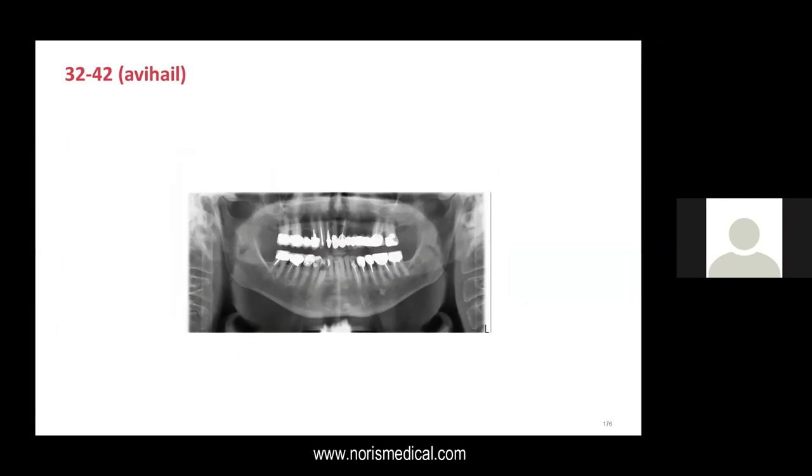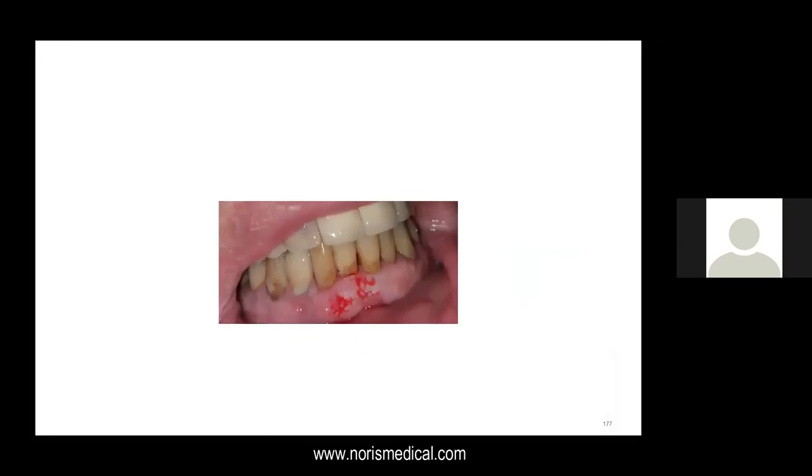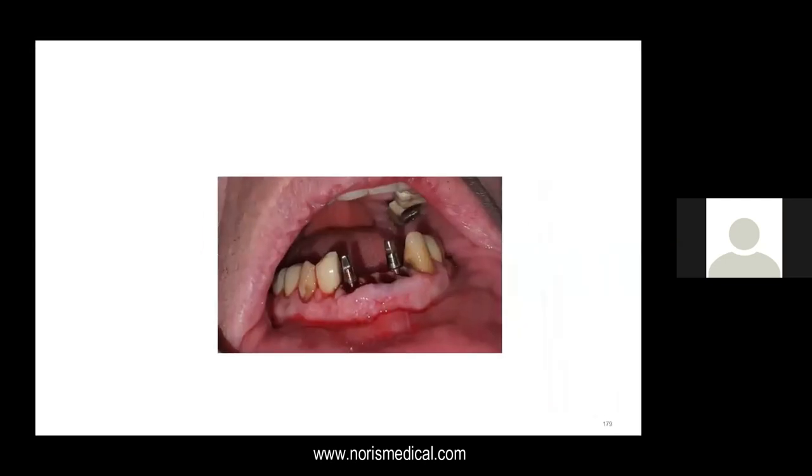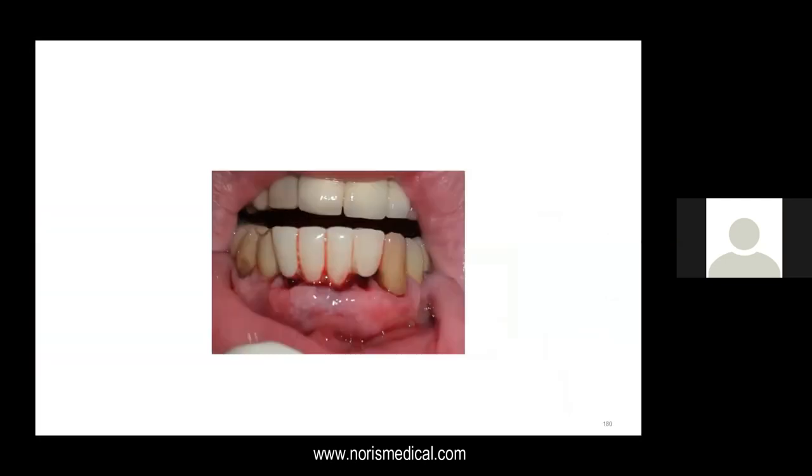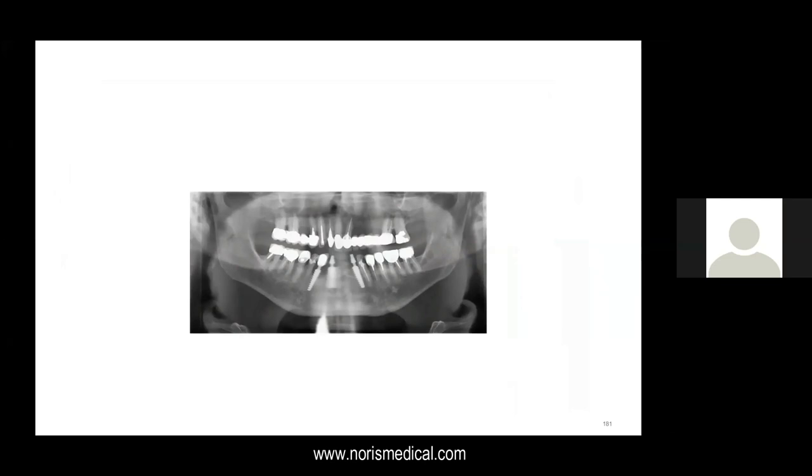The patient is more than 80. Here you can see extraction of the teeth, two implants, abutments, and again, the temporary crown after 1 hour. Here you can see the result.